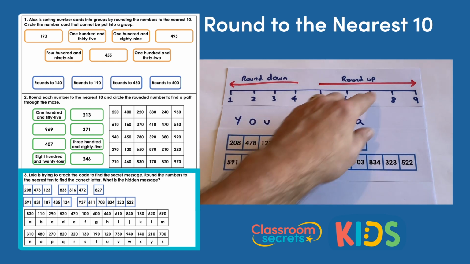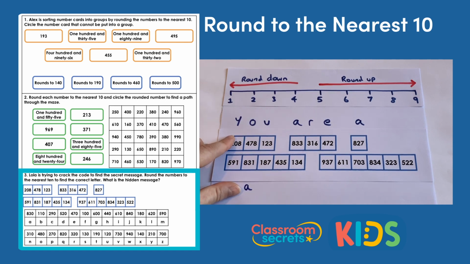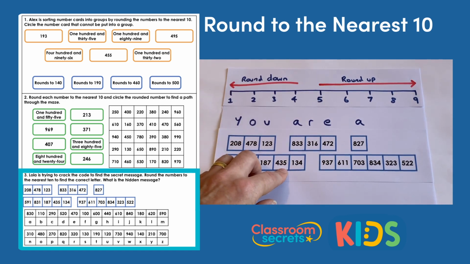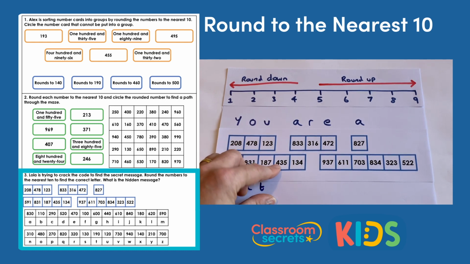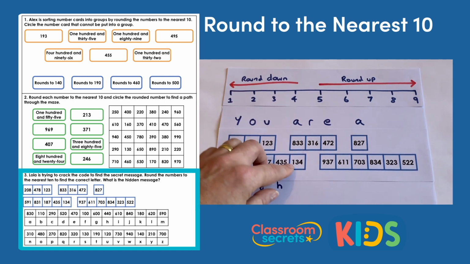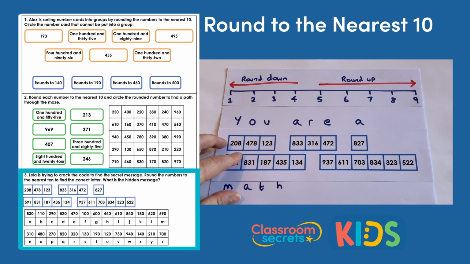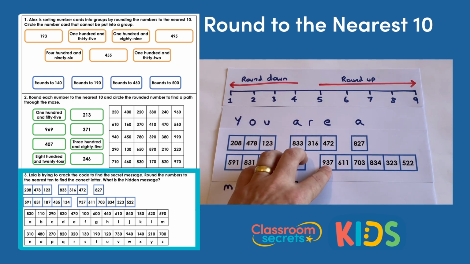187 has 7 ones, so we're going to round that up to 190, and that will be the letter T. 435 has 5 ones, so we're going to round that up to 440, and that will be the letter H. 134 has 4 ones, so we're going to round that down to 130, and that will be letter S. So MATHS is what we have so far.